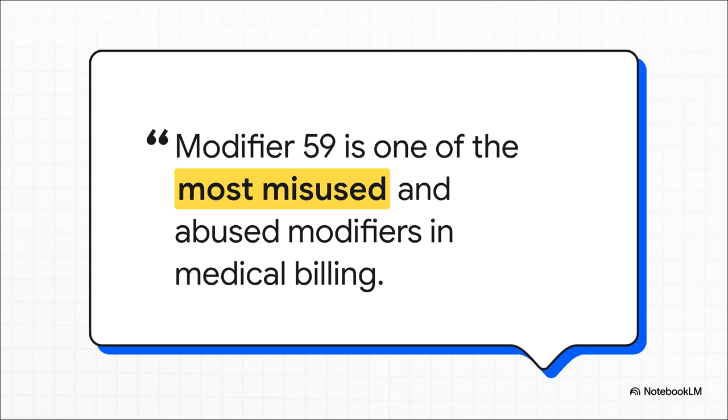Right off the bat, the Office of Inspector General, the OIG, literally calls out Modifier 59 as one of the most misused and abused modifiers in all of medical billing. Now, why does this happen so much? Well, it's because the OIG actively targets this specific code for unbundling and revenue inflation. I mean, when auditors see a 59, their radar immediately goes off. They are actively hunting for practices that might be artificially inflating their reimbursement by unbundling procedures that really should just be billed together. It's a super high-stakes environment where literally one wrong code can trigger a massive investigation.